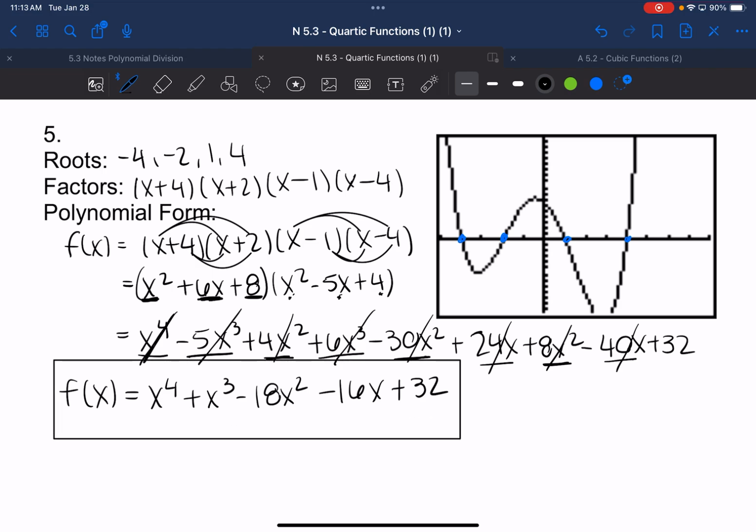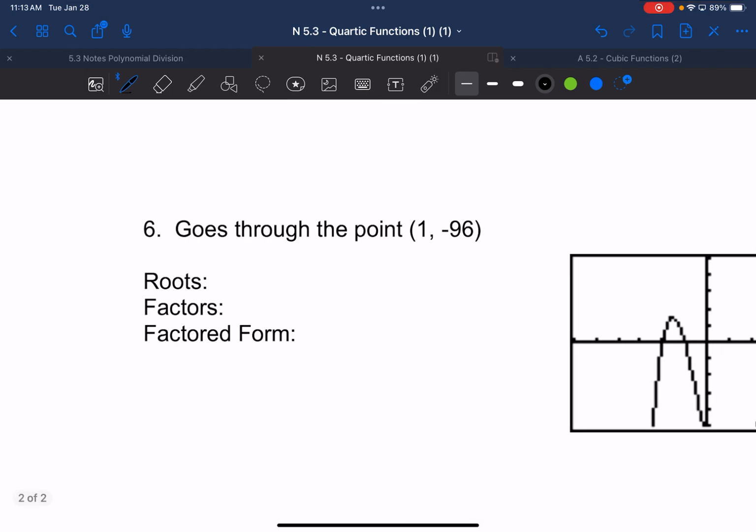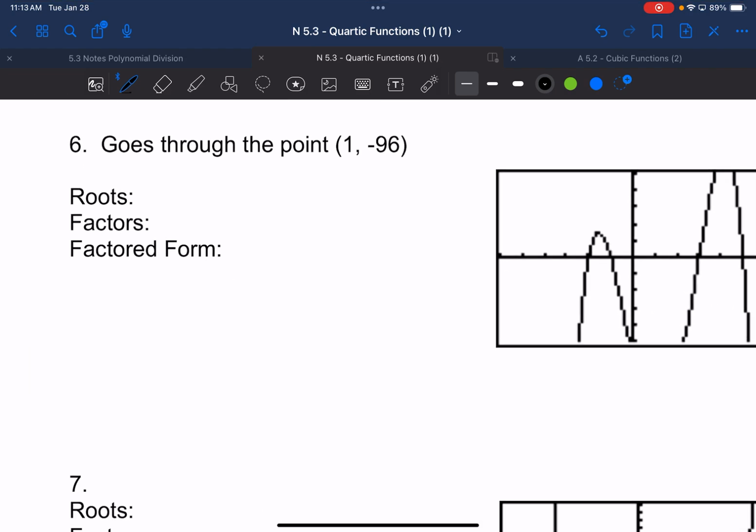Okay. All right, flip it over on the back. And let's take a look at number 6. So number 6 is the same idea, but on this one it says you don't have to write it in polynomial form. You can write it in factored form, but it does say it goes through that point. So that's like what we were doing on the assignment we just graded, right? So you guys give number 6 a try, and then we'll share what we come up with.